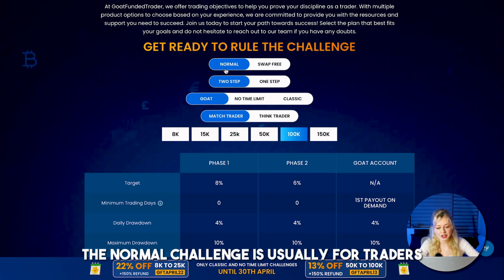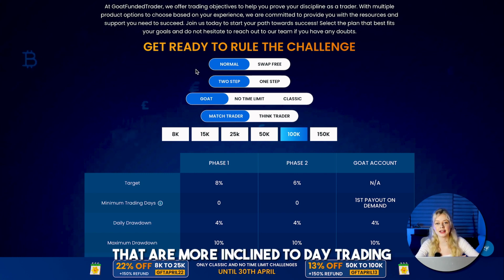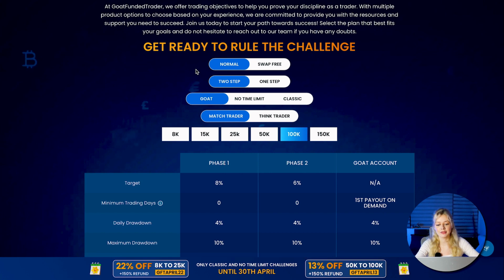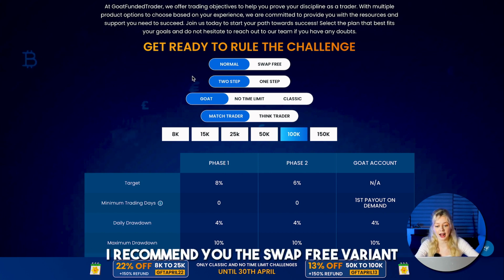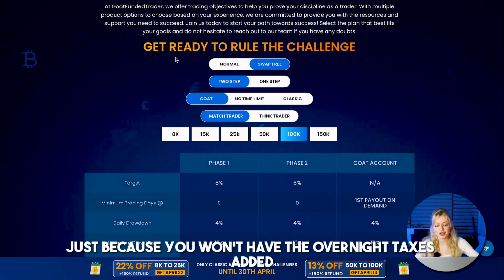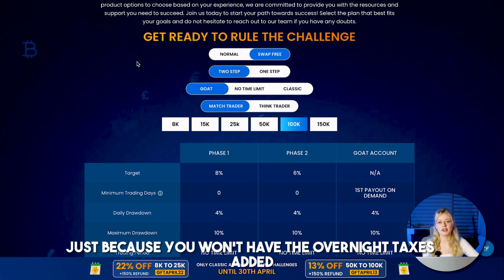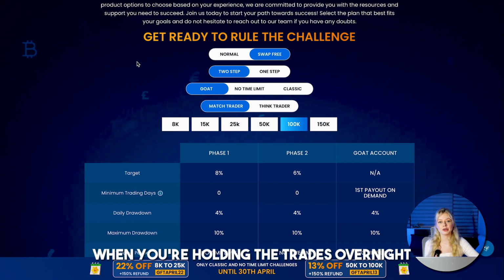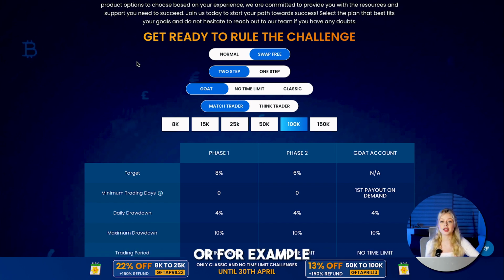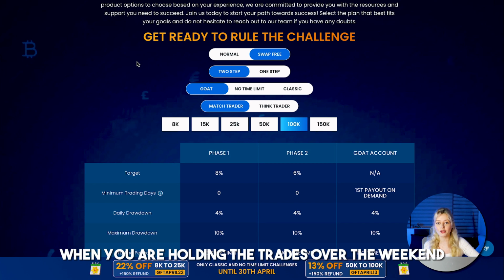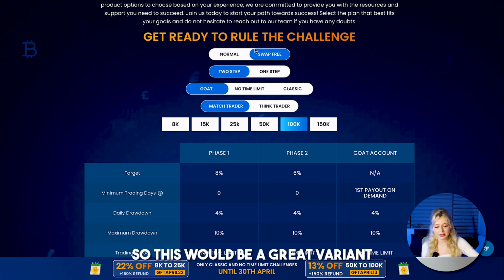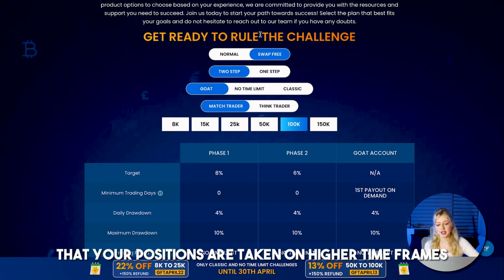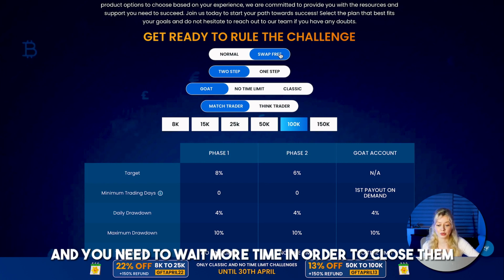Okay, the normal challenge is usually for traders that are more inclined to day trading or to scalping. If you are a swing trader, on the other hand, I recommend you the swap free variant just because you won't have the overnight taxes added. You are charged more commission when you are holding the trades overnight or, for example, when you are holding the trades over the weekend. So this would be a great variant for you if you know that your positions are taken on higher time frames and you need to wait more time in order to close them.